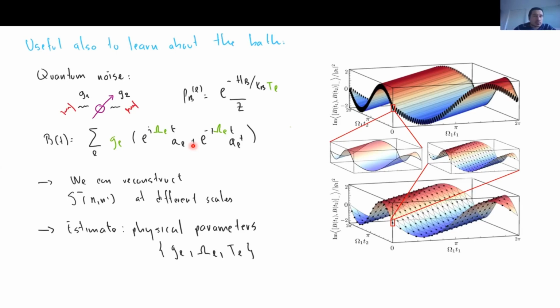In this case, you could estimate, for instance, the coupling, the natural frequency of each of the oscillators, and even the temperature of the oscillators, but just using the single probe. So this is just to say that even though we are working in a different space, the information that we access is still good enough to learn about physical parameters of the path.